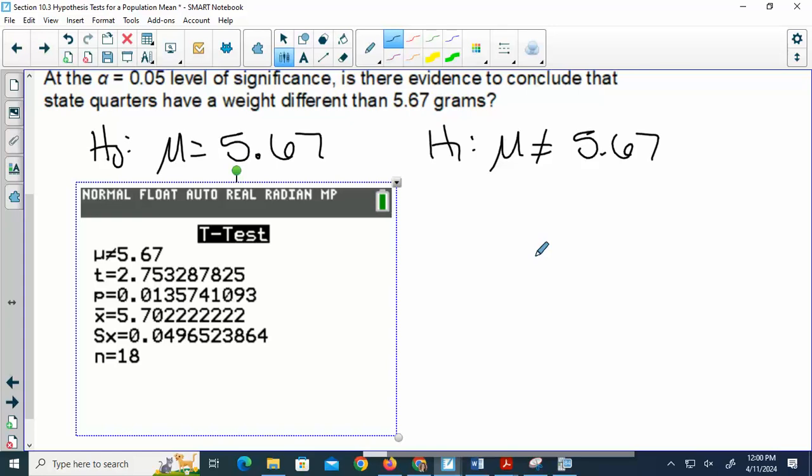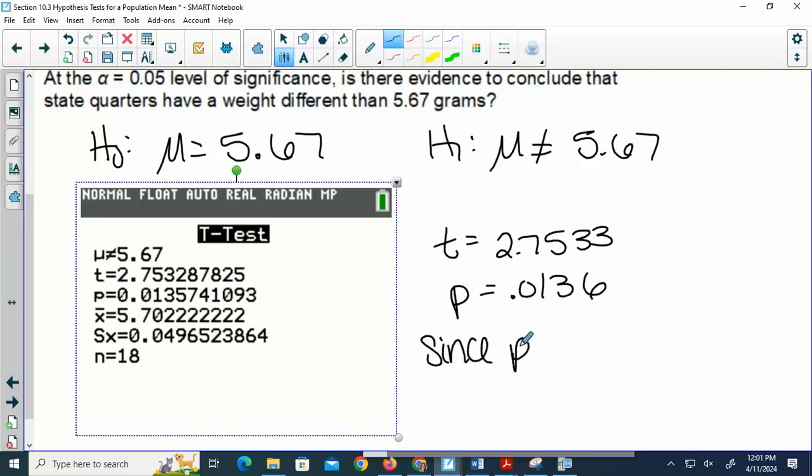So what I would ask, if you did this on your calculator, please show me something. Tell me what your T was. And our P. And then how do we know if we reject or not? If it's less than alpha. So is P less than alpha? So this is when we just reject.